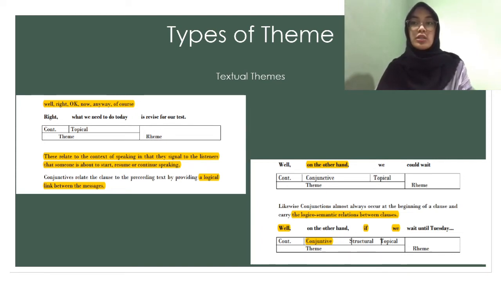Like conjunctions, structural themes almost always occur at the beginning of a clause and carry the logical semantic relations between clauses. For example, "Well, on the other hand, if we wait until Tuesday": "well" is continuative, "on the other hand" is conjunctive, "if" is structural, and "we" is topical. This is the theme, and "wait until Tuesday" is the rheme.